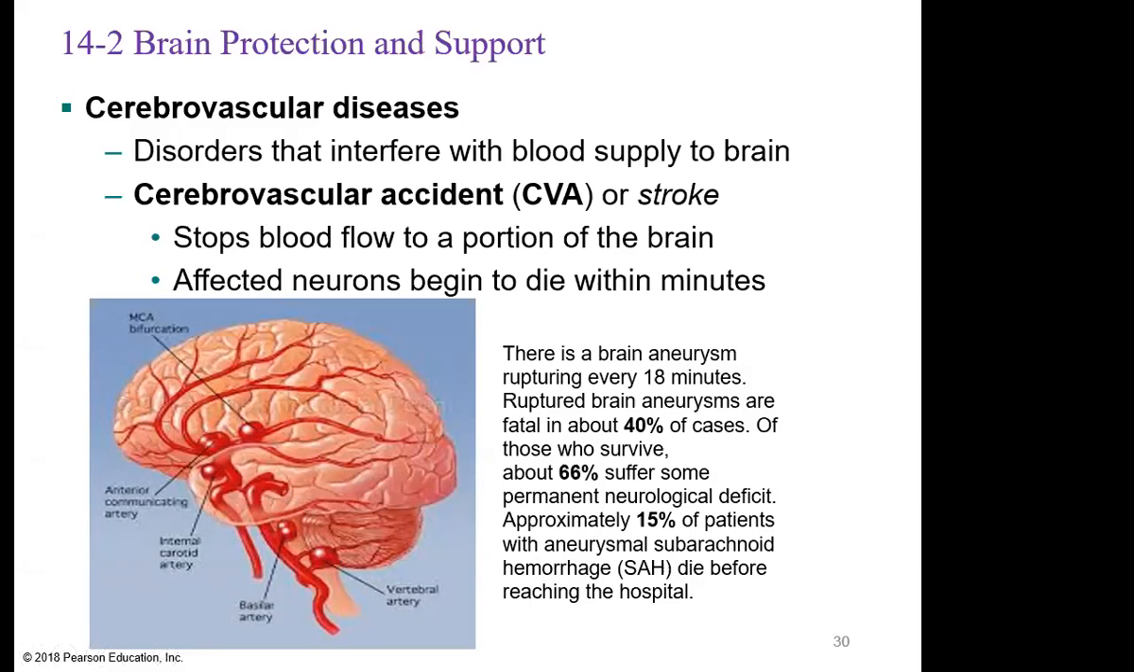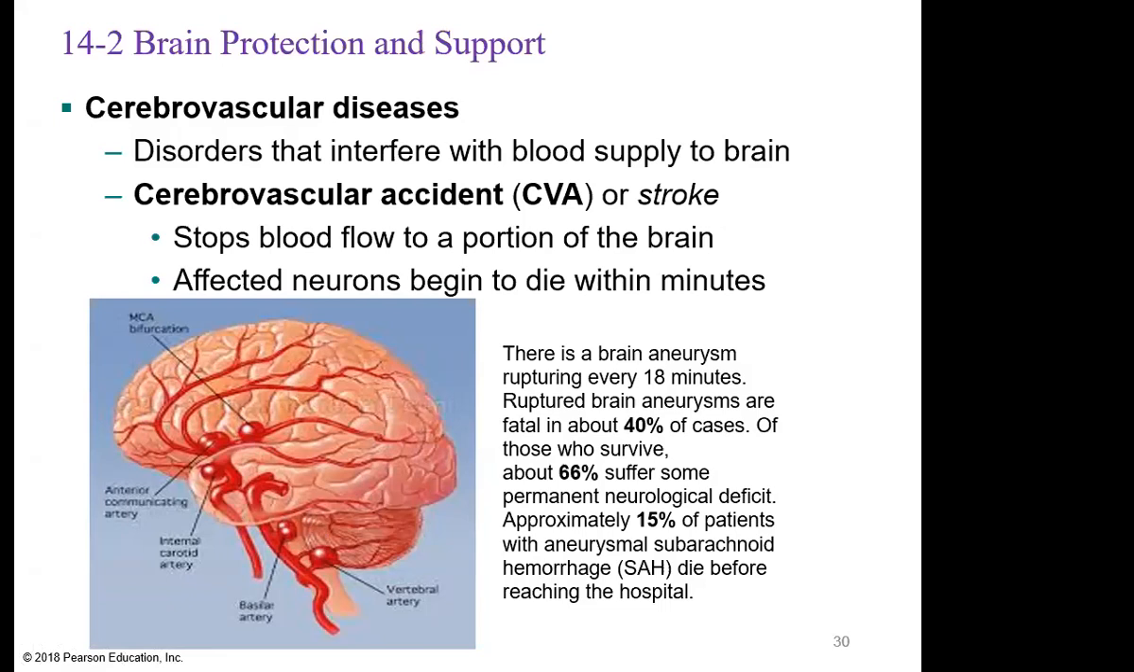So basically what this is, is a weakened arterial wall. And when that arterial wall is weak, it will start to bulge. If it becomes too weak and the bulge breaks, then that's when we have our CVA.